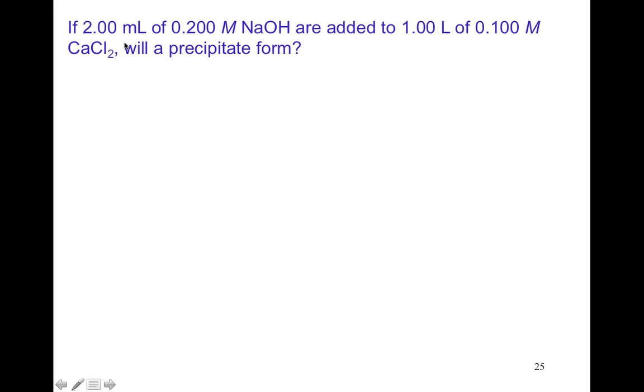So let's look at a different problem. We have 2 milliliters of a 0.2 molar sodium hydroxide, a strong base, added to 1 liter of 0.1 molar calcium chloride, which is a salt. Will a precipitate form or not?